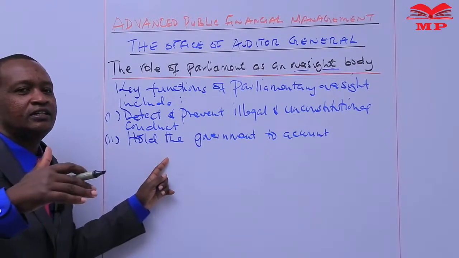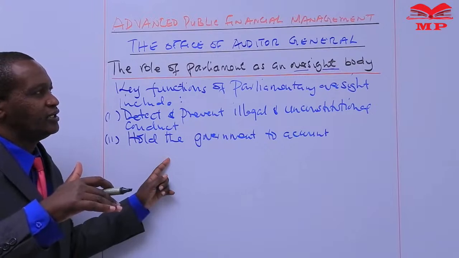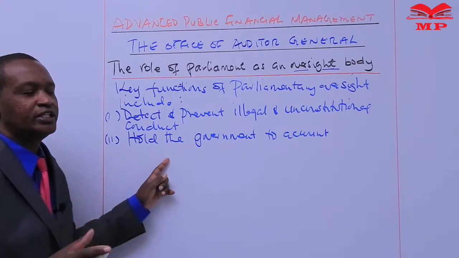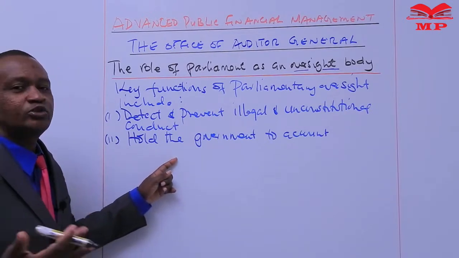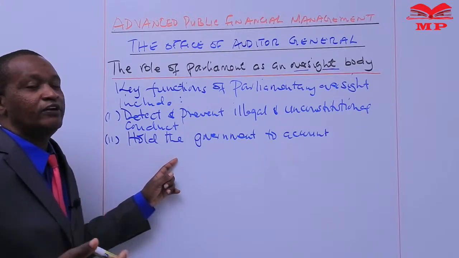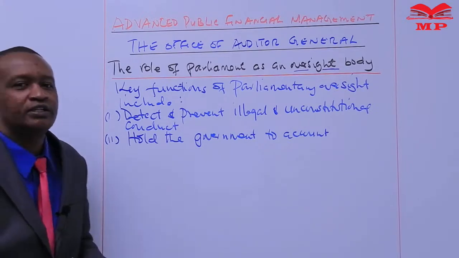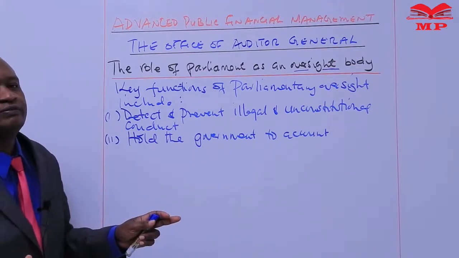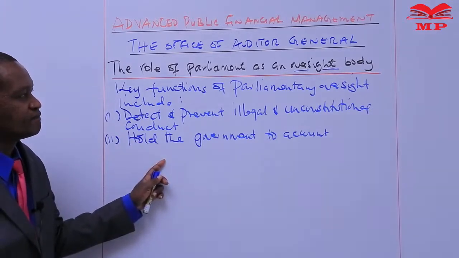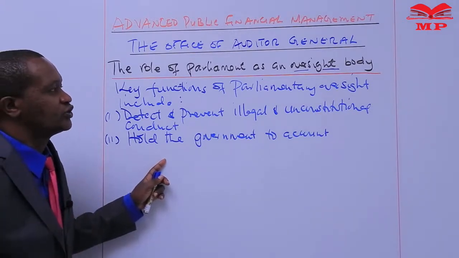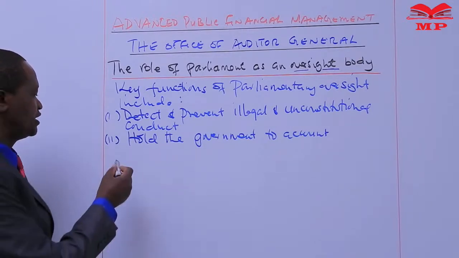And candidates, therefore, by detecting wastages within the government and the government agencies, that leads to improvement of efficiency, improvement of effectiveness, improvement in the economy, and also efficiency of government operations. That is a key function of parliamentary oversight. The other one is in relation to policies.